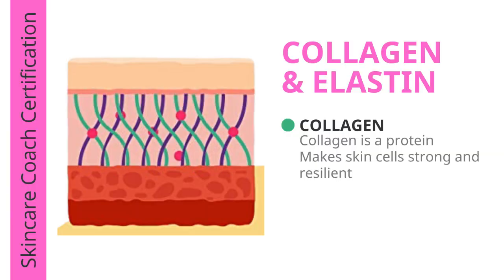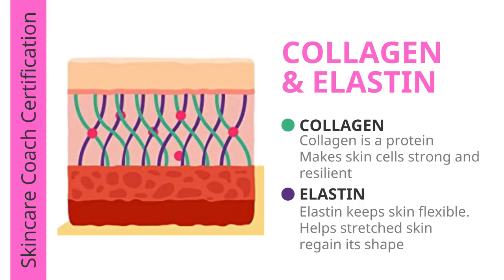Collagen is a protein that makes the skin cells strong and resilient. Another protein found in the dermis, elastin, helps keep your skin flexible. It helps by stretching the skin and helping it regain its shape. That's what elastin does. The dermis also has tissues with a lot of blood vessels that include a clear gel-like fluid that fills the space between your cells and your fibers. This is a ground substance, and it helps the skin maintain its shape.